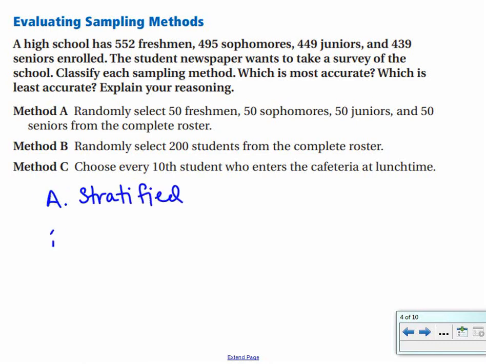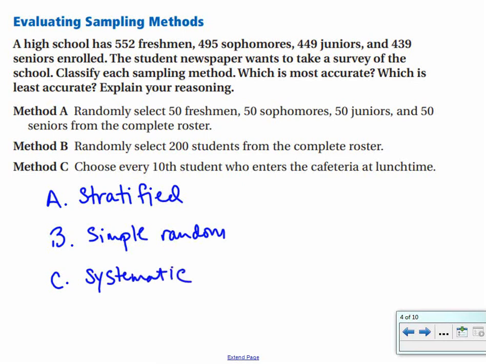In method B, we are randomly selecting 200 students from a complete roster. This would make this a simple random sample, because every student in the school has the same probability of being picked no matter what grade they're in. And the last one, choose every 10th student who enters the cafeteria at lunchtime. This would be a systematic sample because we're choosing students using a pattern.